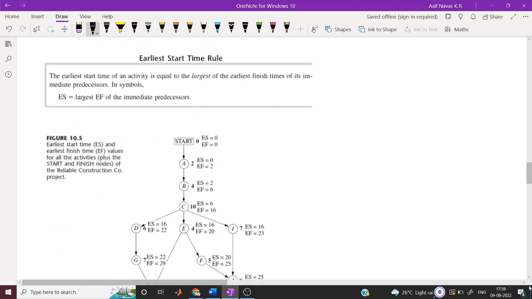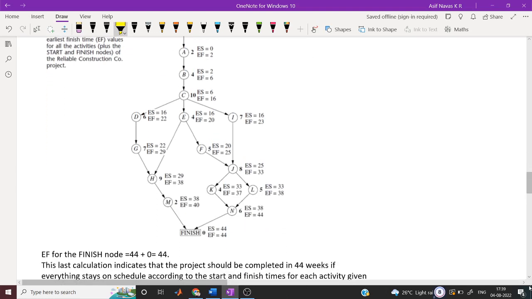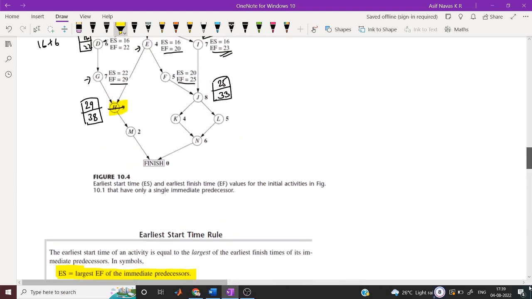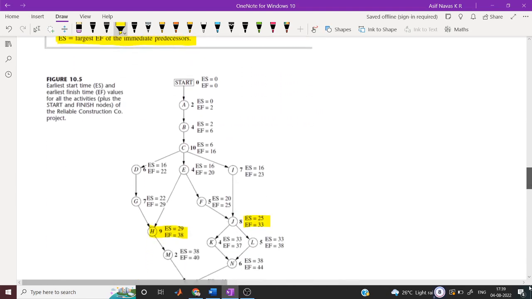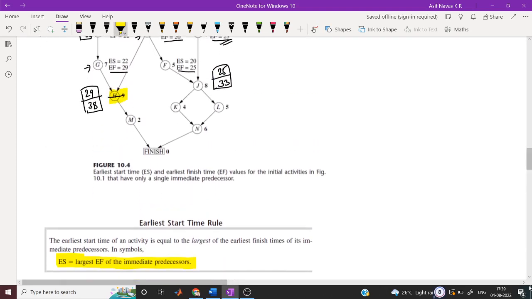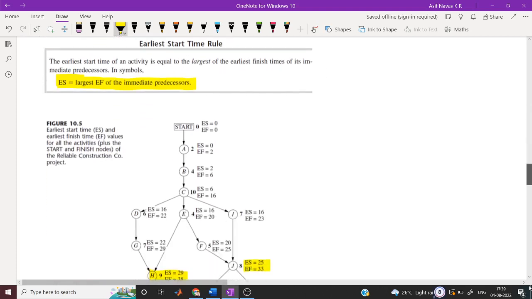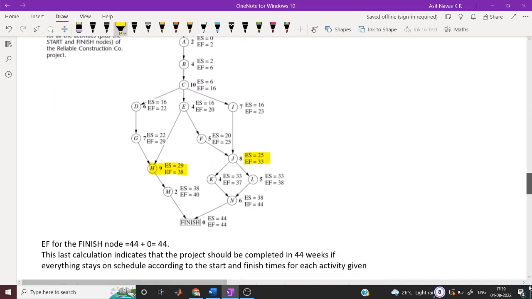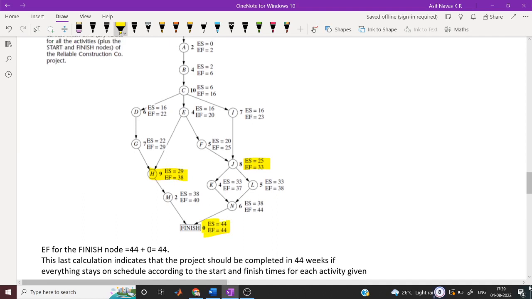So what is the largest EF of the immediate predecessors? We have taken the largest EF of the immediate predecessor, so we will get 25, 33, 29, 38. Similarly for H: 38, 29. And similarly we get J: 25, 33. Okay.